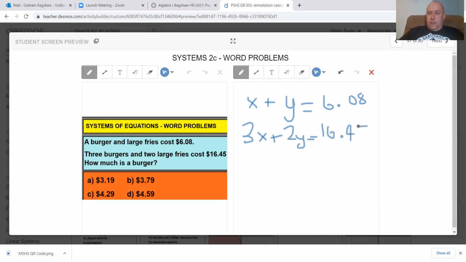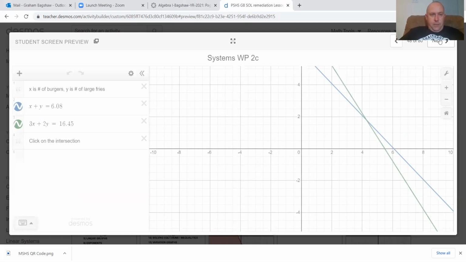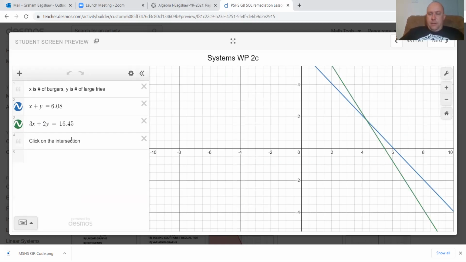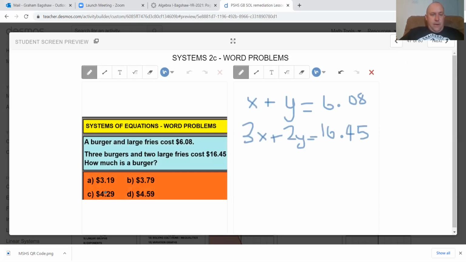And the question says, how much is it for a burger? So burger referred to the first letter I typed in, so I'm going to be looking for the x value when I get to my next page. So I already typed them in ahead of time. Click on the intersection. So if you click on one line, then it'll actually put the dot there for you, and you can click. So the burger's 4.29. The fries are 1.79, and therefore you can pick the one that's relevant for this one, which would be answer choice C.